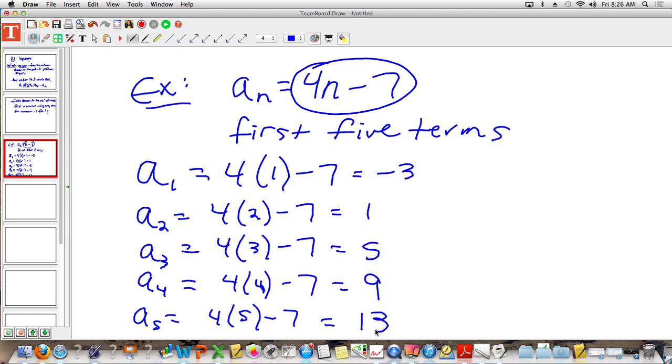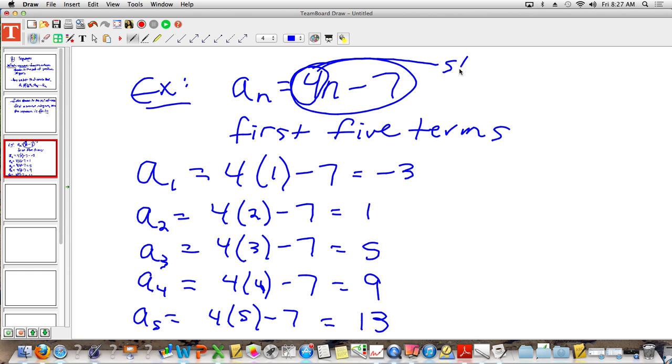Think back to Algebra 1. The 4 is multiple. Oh, you act like that's just gone, years and years and years ago. I remember that. The 4 is what we call the slope.